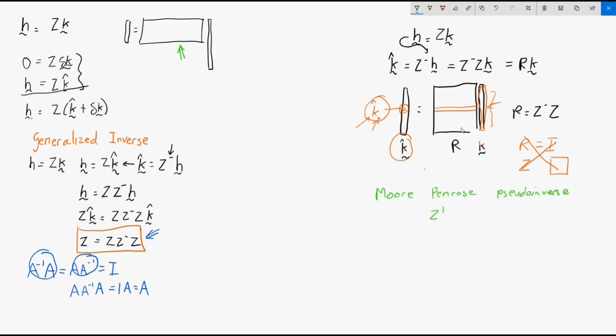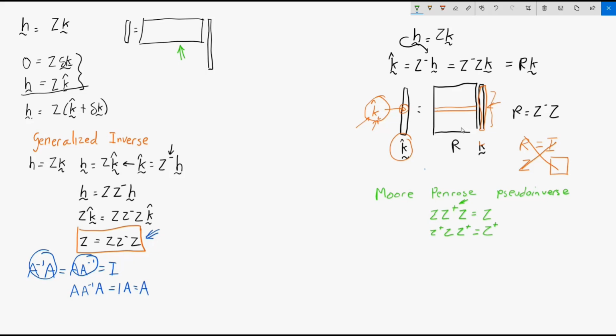Z plus Z, we give this inverse a special name, the Moore-Penrose pseudo-inverse, and we give it a special symbol. We give it a plus superscript instead of a negative superscript. That's the first equation that it obeys. Well, it is a pseudo-inverse. It must obey that equation. Then we have Z plus Z plus equals Z plus. So there's a symmetry relationship.